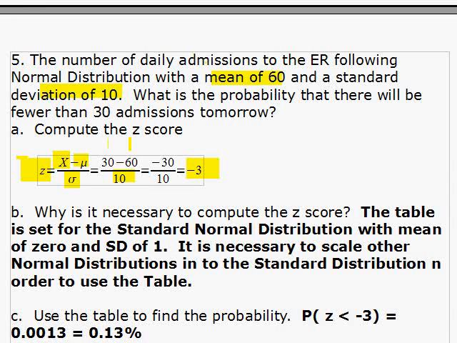The question is, why is it necessary to compute the z-score? Because the tables are set for the standard normal distribution, for the z distribution. And that has a mean of 0 and a standard deviation of 1. So if you want to use it for a different curve, you have to scale that curve into the standard distribution, and that's what finding the z-score does for you. Then you can look up and find the probability.